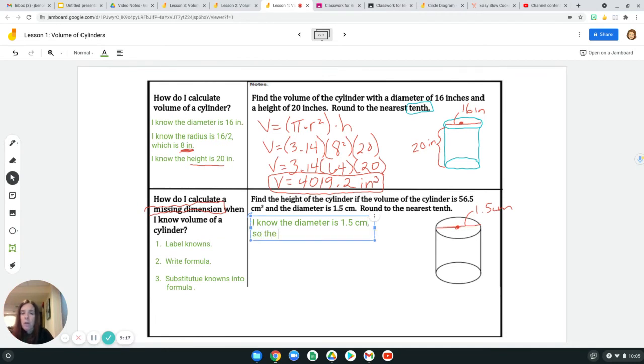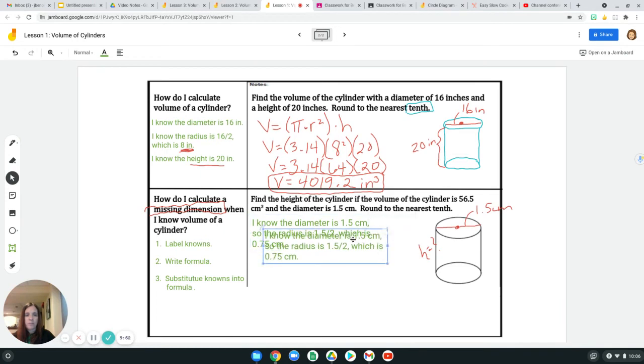So the radius is 1.5 divided by 2, which is going to be 75 hundredths centimeters. And you could use your calculator to get that, okay? Now, we are looking for the height. So if we go to our picture, height is our question mark. But we do know something else here. We do know our volume.